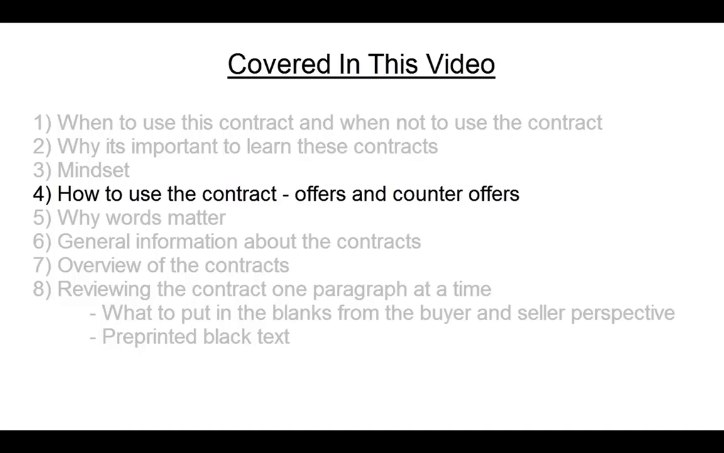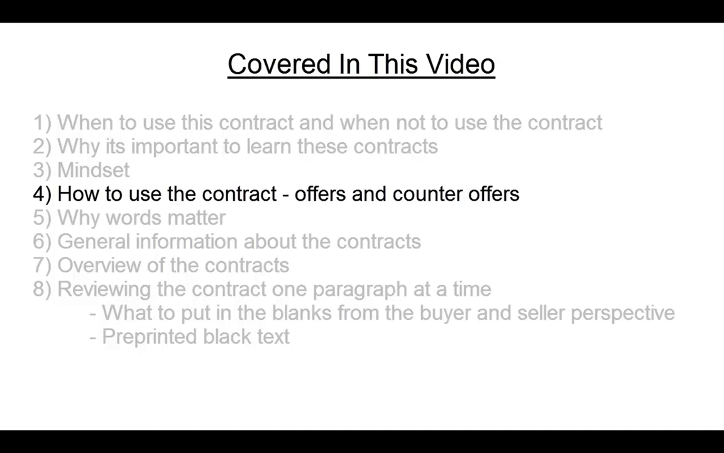An offer is made by simply filling out the contract to fit the terms you would agree to, and then you send that contract over to the seller. So after the buyer's done that, they send it over to the seller. If the seller likes what the buyer proposed, then the seller can just initial and sign the contract, and then we'll have an agreement.